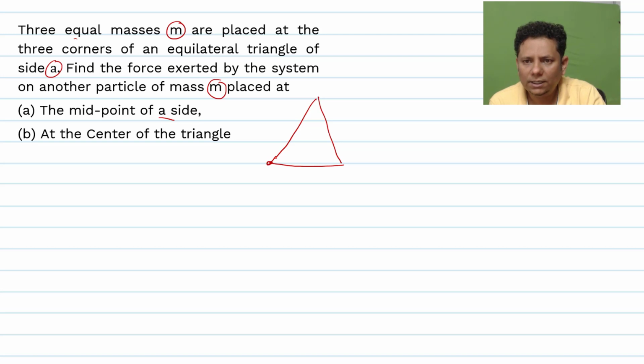Okay, this is our equilateral triangle, and on each corner we have kept a particle of mass m. Now in case A we have kept one particle at this location, mass m, and we need to find the gravitational force on this mass due to all other three masses.